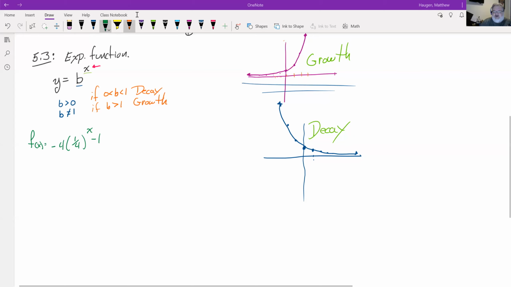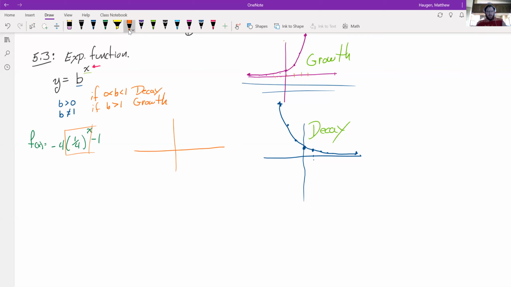But if we started with this internal part here, the 1/4 to the x, is that a decay or a growth? Okay. That's a decay. Yeah. So it's going to go through that point at 0, 1 and have the point 1, 1/4. What's this multiplying by -4 going to do to it?